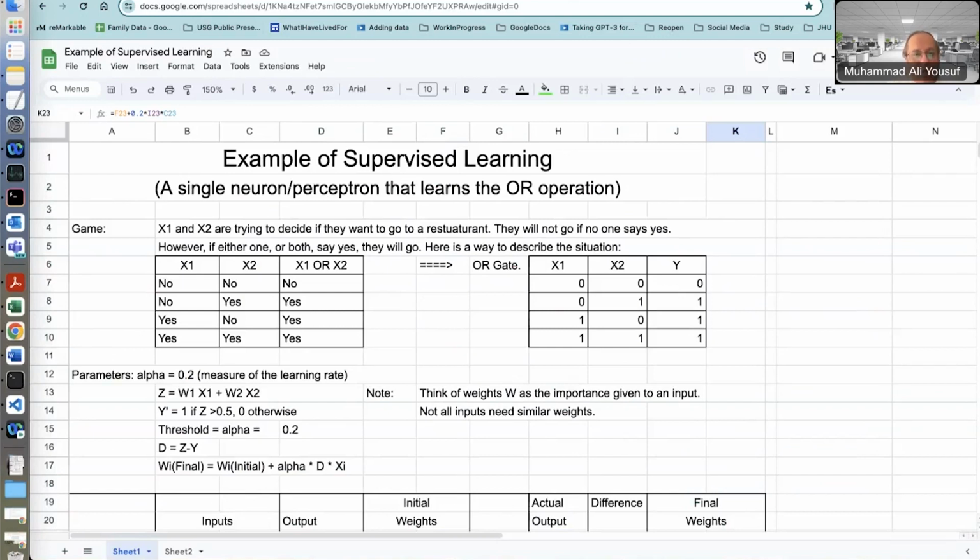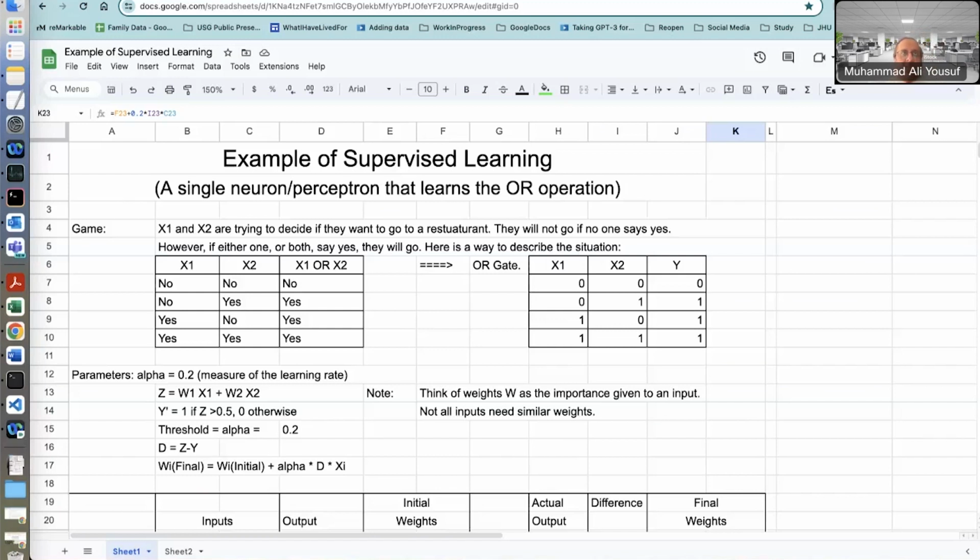There are two human beings with funny names, X1 and X2, and they are trying to decide if they want to go to a restaurant. They will not go to a restaurant if no one says yes, which makes sense. If there are two friends and nobody wants to go to a restaurant, why would they go? But if one of them says okay, then I will go. So one of them saying yes, the other one saying no, they will still go.